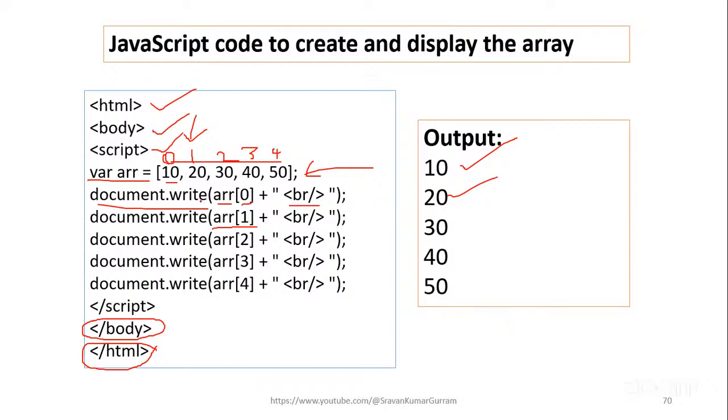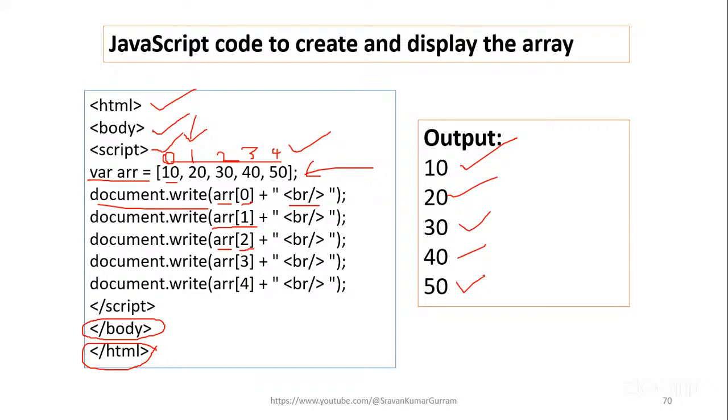Like that, if you want to print all the elements with the help of the index values, you can write the array variable name and, within the square brackets, write the index value. The last index value is 4 now: 0, 1, 2, 3, 4. All the elements are printed one by one.